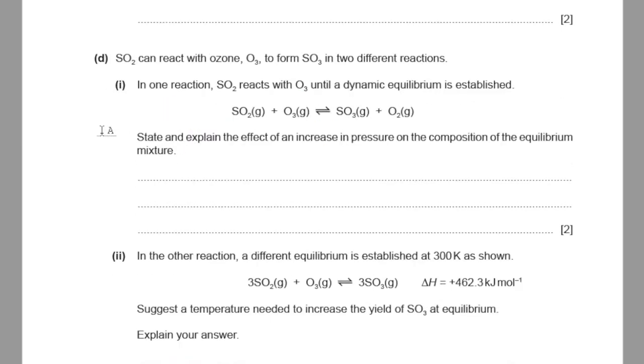Part D, sulfur dioxide can react with ozone to form sulfur trioxide in 2 different reactions. Part 1, in 1 reaction, sulfur dioxide reacts with ozone until a dynamic equilibrium is established. State and explain the effect of an increase in pressure on the composition of the equilibrium mixture. There will be no effect on the composition of equilibrium in this reaction, because there are 2 moles of reactant and exactly 2 moles of products forming. So it's all balanced.